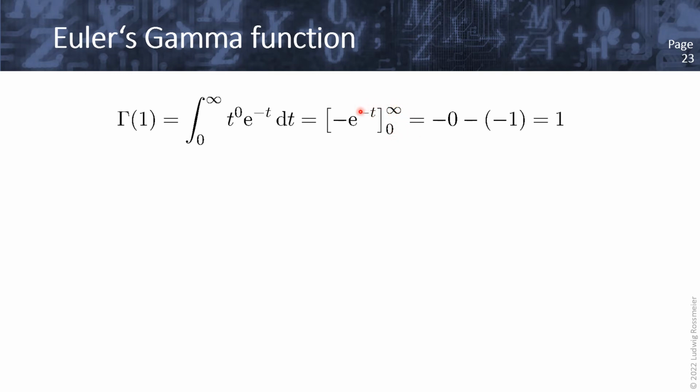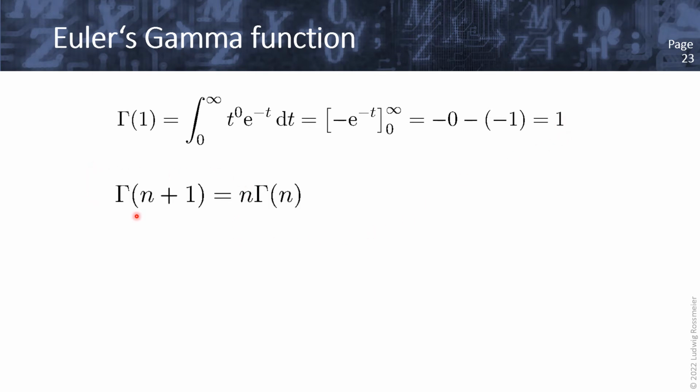If we put infinity to the t, then the rest is 0. And if we put 0 to the t here, exponential of 0 equals 1, and we get here this term, and minus times minus is 1, so that means the gamma of 1 is 1.